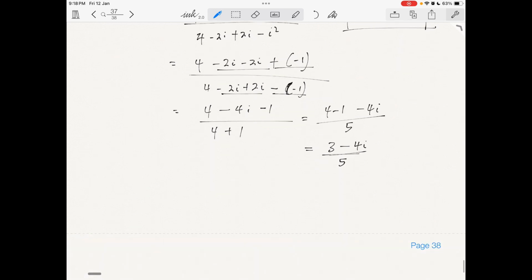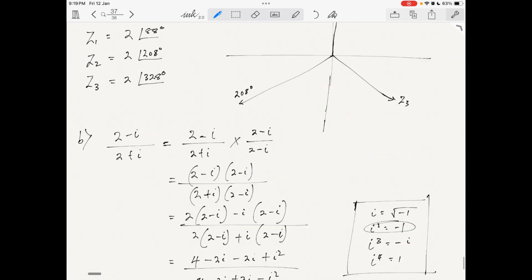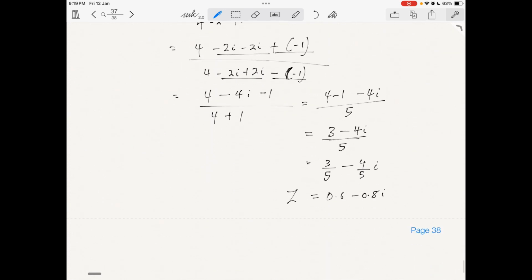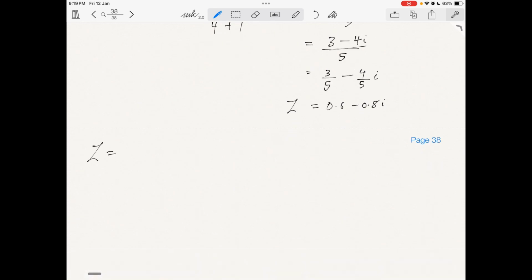So we can split this further to give us 3 over 5 minus 4 over 5 i, which can also be written as 0.6 minus 0.8i. So z, which is originally 2 minus i over 2 plus i, is also given as this. So in essence, we are saying z is equal to 2 minus i divided by 2 plus i, which is equal to 0.6 minus 0.8i.